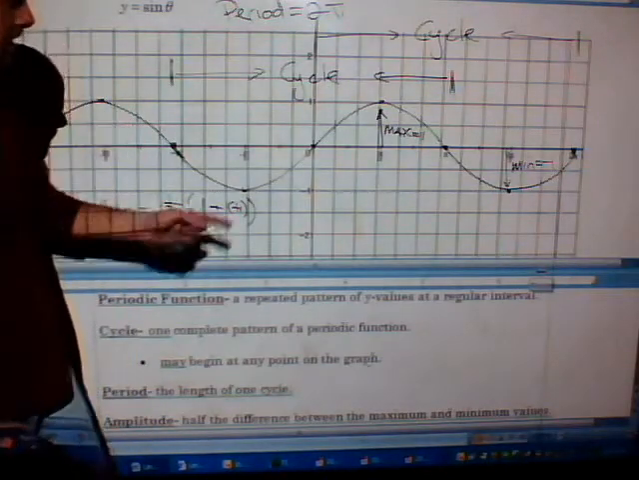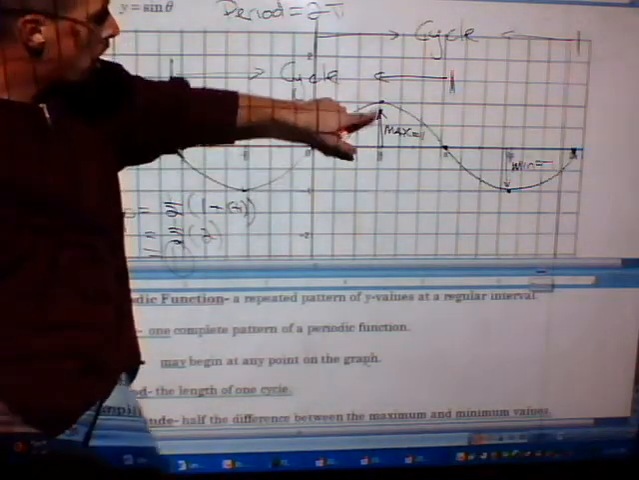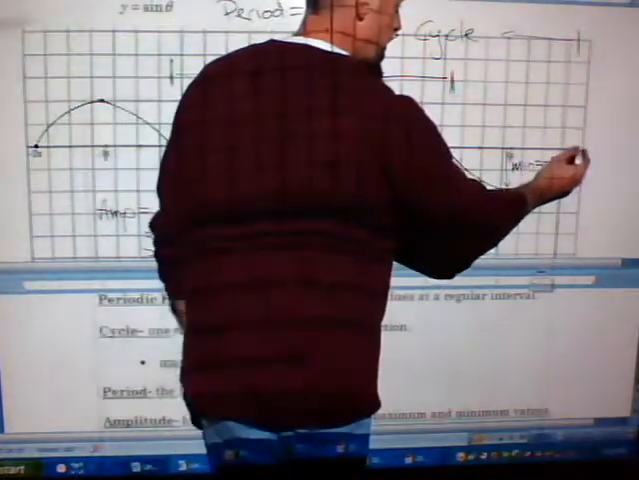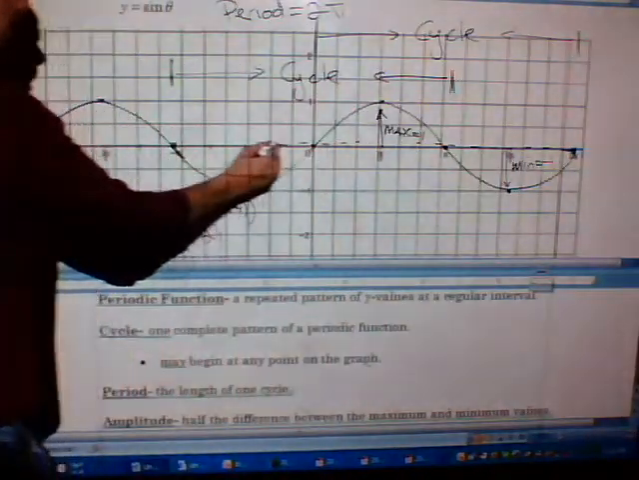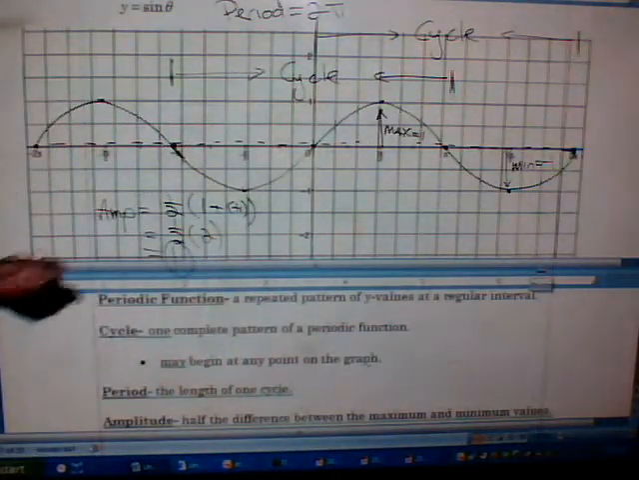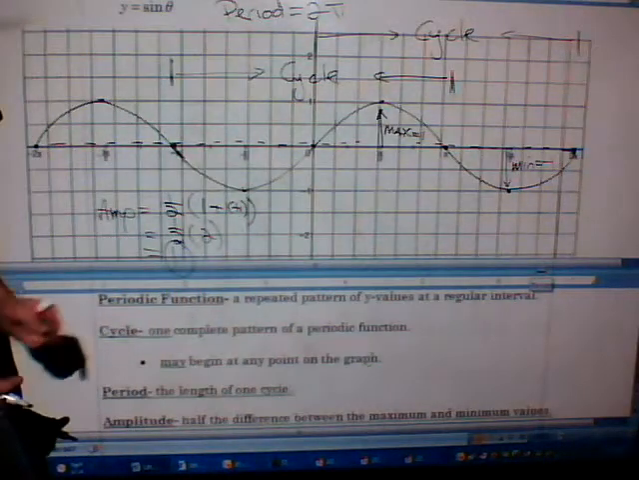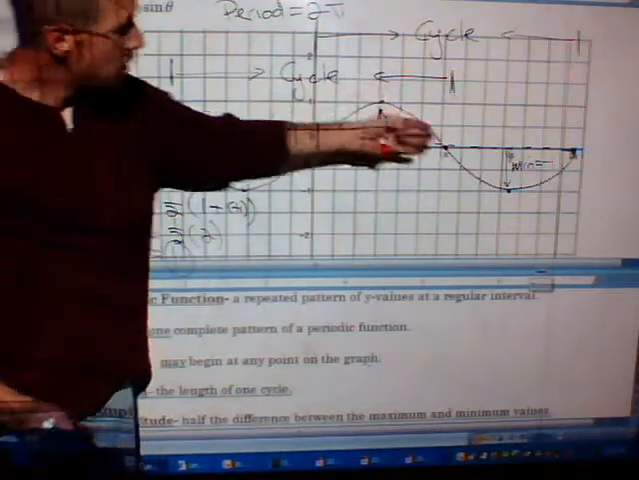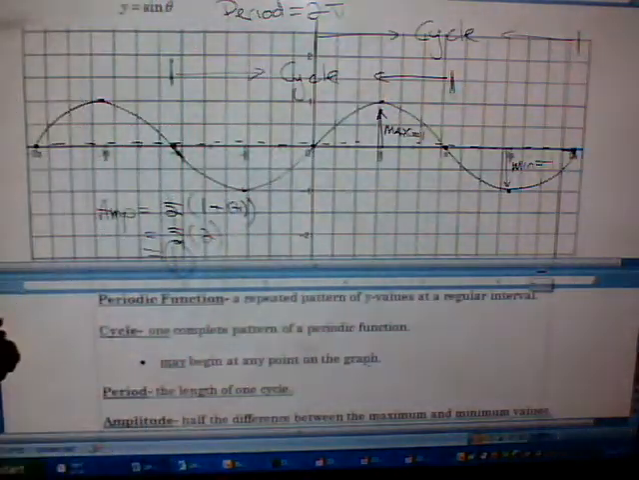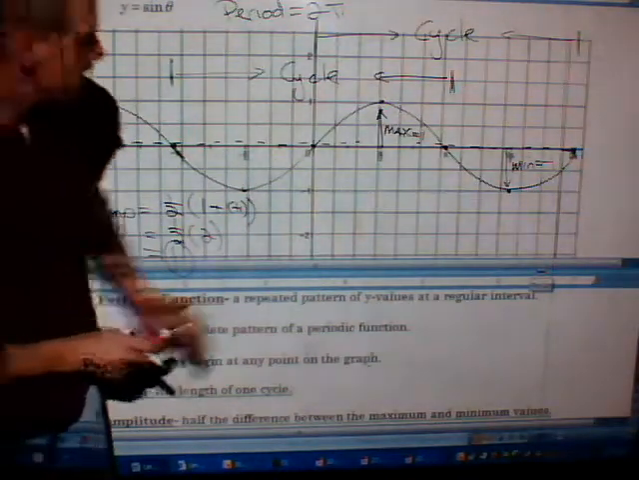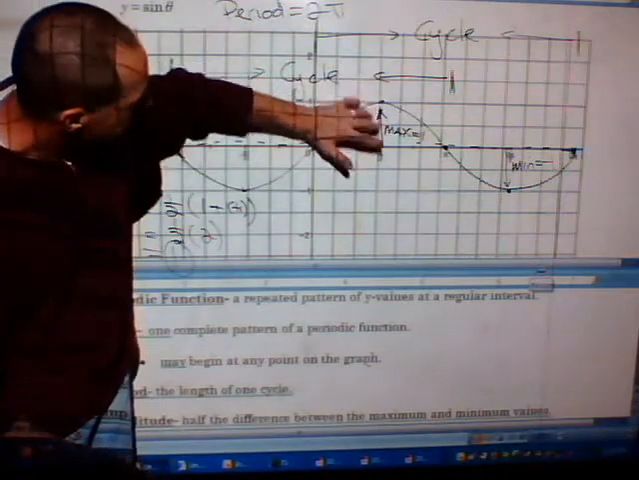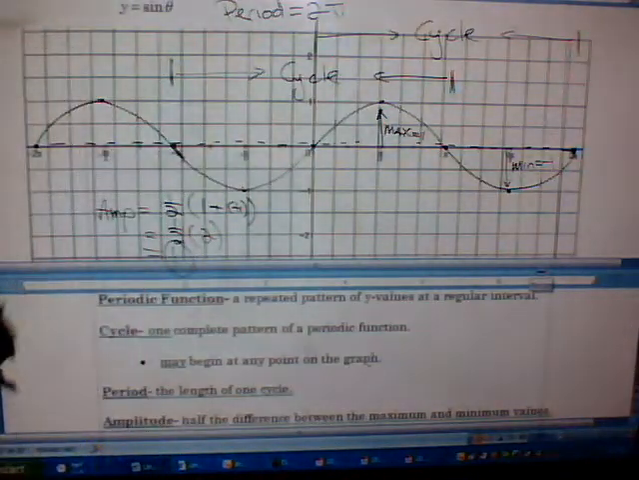So what that basically says is your graph will go up 1 and down 1 from an imaginary middle. You're going to have this imaginary line that cuts through the center of your graph, and it's how much does it go up or down from that imaginary middle. Okay? So in this case, your amplitude is 1. It goes up 1 and down 1 from that middle.